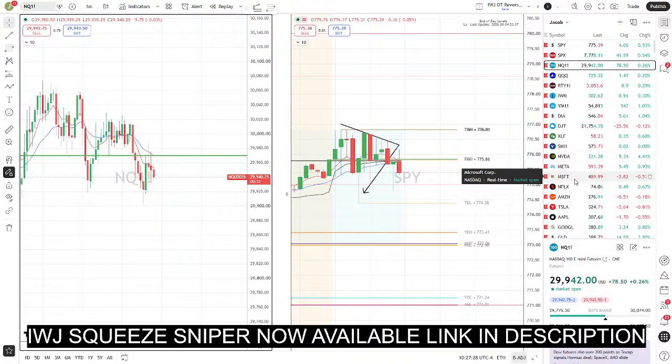Starting to see some of the Mag 7. Microsoft's down 0.5% now. Meta's cooled down a little. Nvidia is driving. They're up 4%. That's a big day.